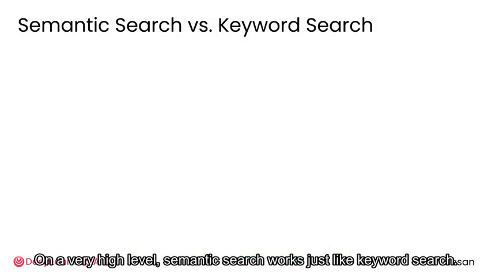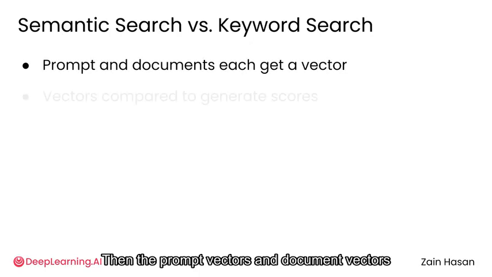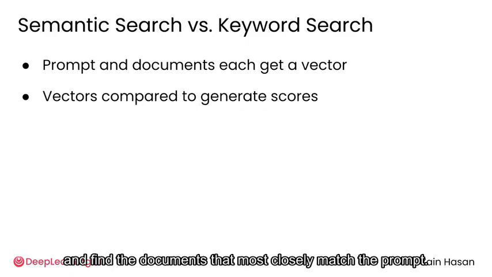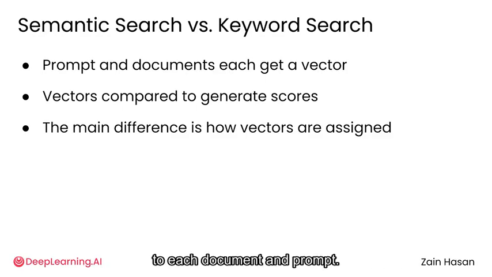On a very high level, semantic search works just like keyword search. Every document is mapped to a vector, and so is a prompt. Then, the prompt vectors and document vectors are compared to generate scores and find the documents that most closely match the prompt. The primary difference is the way vectors are assigned to each document and prompt.